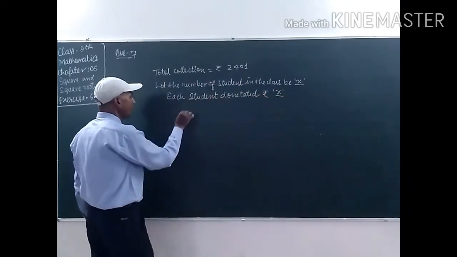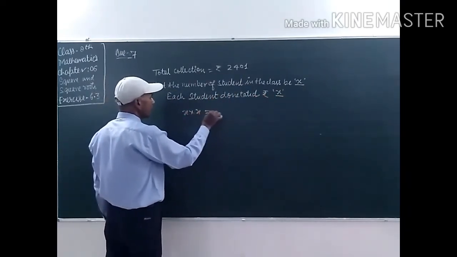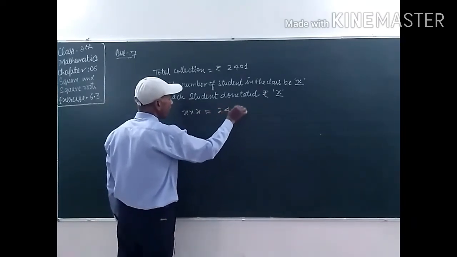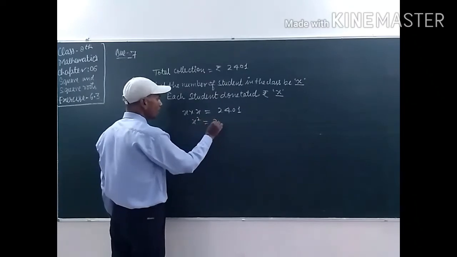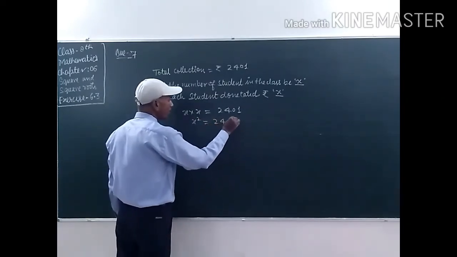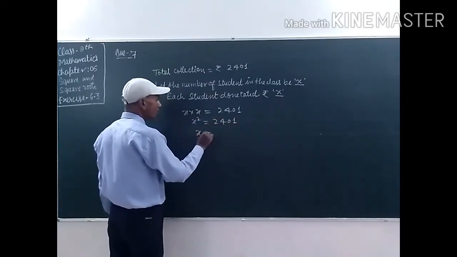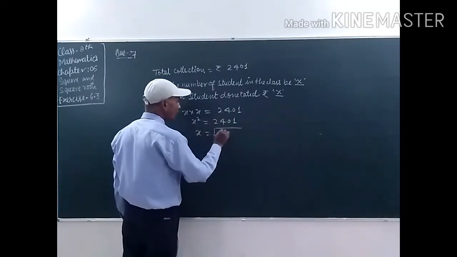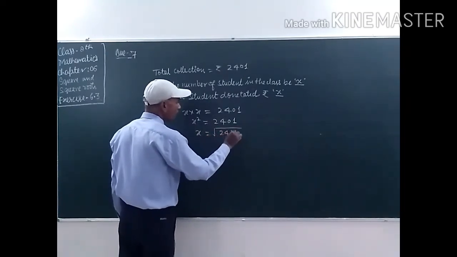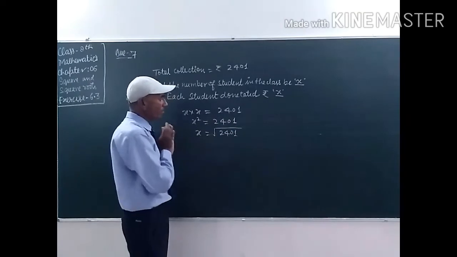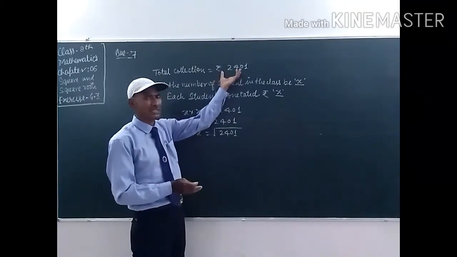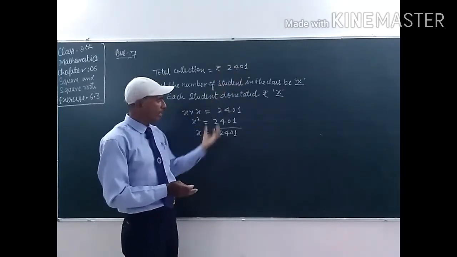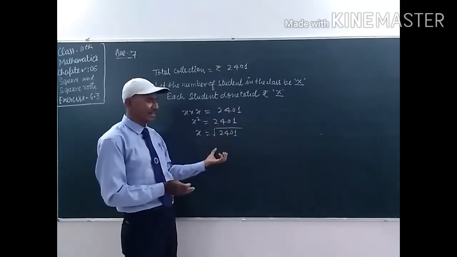So x into x, that is 2401. So x square is equal to 2401. Now x is equal to the square root of 2401. So to find the number of students in the class, we have to find the square root of this number, students. Now we have to find the prime factors of this number.